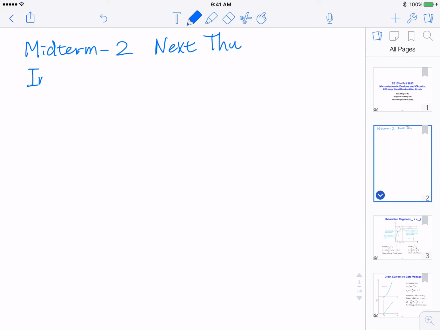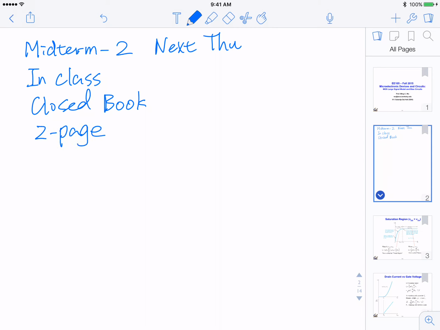So in class and closed book, and you can have 2-page notes. You can reuse the page you had last time for materials before midterm 1, or you can make 2 new pages, whatever you like. 2-page notes allowed, okay? And again, calculator, we try not to turn this into just a competition of your calculator skills, but some number crunching is still unavoidable.